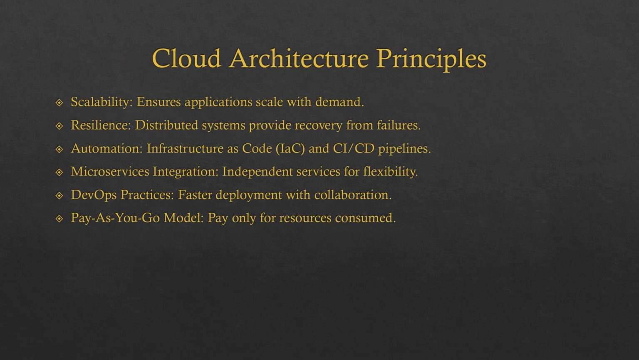Cloud architecture operates on a few key principles. Scalability ensures applications can grow with demand. Resilience is achieved through distributed systems that recover from failures. Automation enabled by infrastructure as code and CI/CD pipelines helps reduce manual tasks. Microservices allow flexibility and DevOps practices speed up development and deployment. The pay as you go model enables cost optimization.